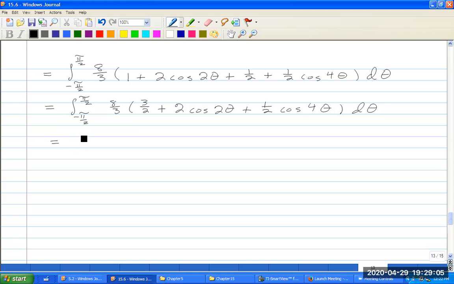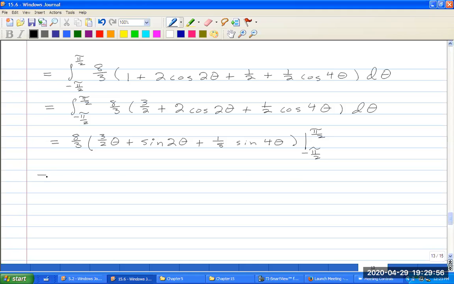So if I integrate this, this is going to equal 8/3 times 3/2 theta plus the integral of cosine will be sine 2 theta plus, no, I'm dividing by 4. Sorry about that. Plus, sorry about that, plus 1/8 sine 4 theta, evaluated between negative pi over 2 and positive pi over 2.